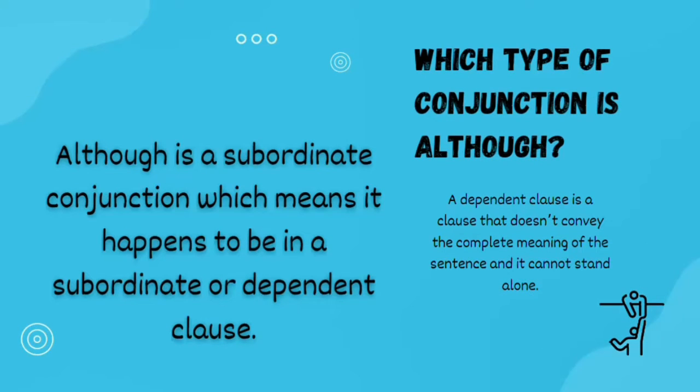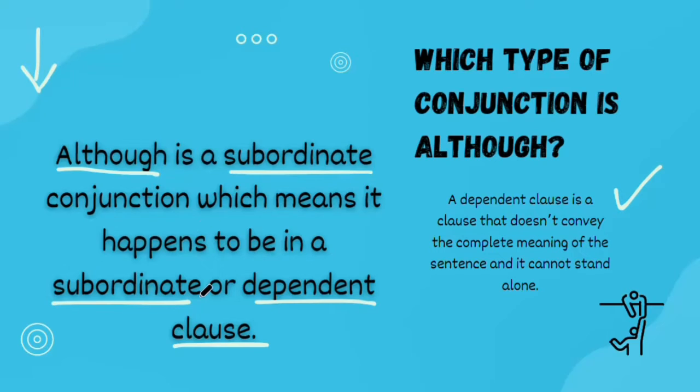Okay, so here is our first question: which type of conjunction is although? Although is a subordinate conjunction, which means it happens to be in a subordinate or dependent clause. Now, if you don't know about clauses and the different types of clauses, you will find a video in the description box below. Right now, I'll be giving you some insight about subordinate clauses, but you can go watch that video to get confident about this grammar concept, what clauses are. So, although is used in subordinate clauses and it is a subordinate conjunction.